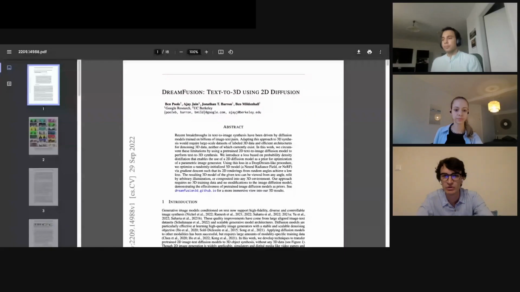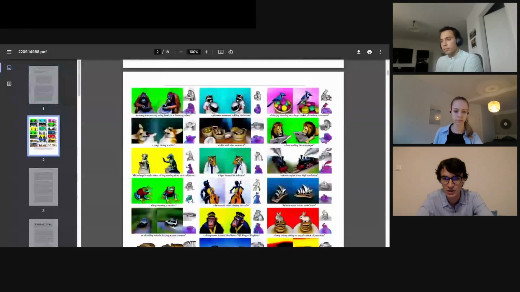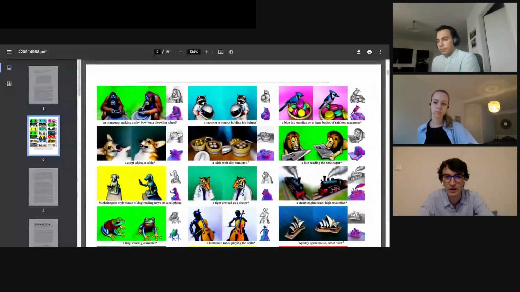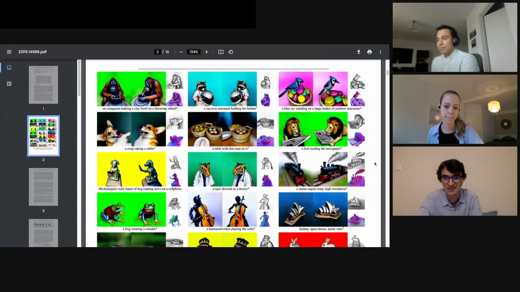So this is the DreamFusion text to 3D using 2D diffusion paper, and naturally the 3D model. If you go to the project page, they have much better animations and stuff. But for example, this is an orangutan making a clay ball on a throwing wheel, so it's kind of cool. And these 3D models are NeRFs essentially. It's really cool, like a Corgi taking a selfie.